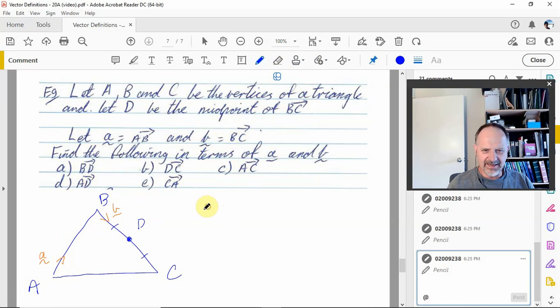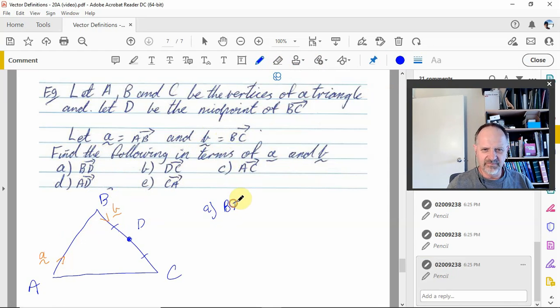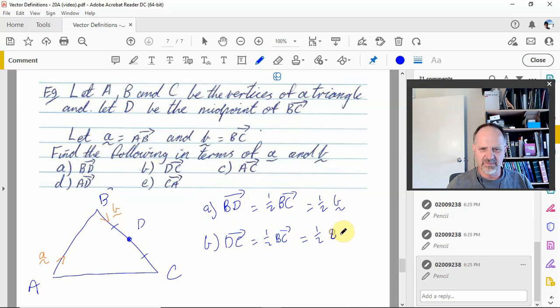So for part A, BD, well, when we look at that, BD is halfway from B to C. So we can say it's a half BC. And BC was what little b was, so that's a half of little b. All right, then DC. DC goes from here to here. Again, that's half of BC. So it's a half of little b.